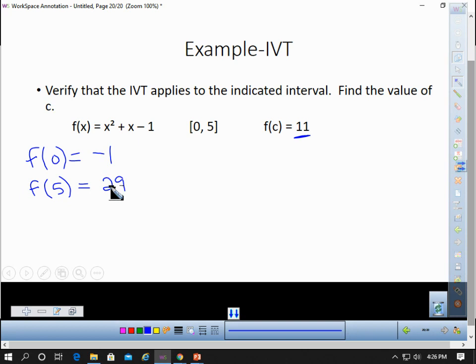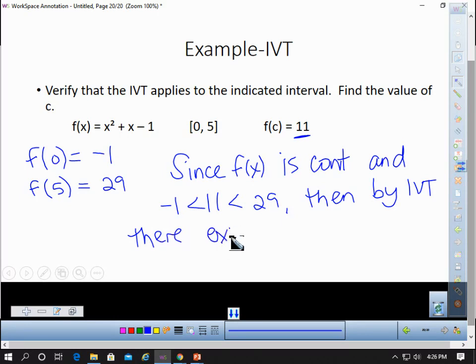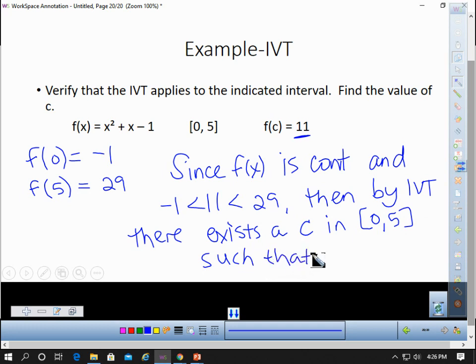So here's where we have to write that little sentence. Since f of x is continuous and 11 falls in between -1 and 29, then by IVT, there exists a c in the interval 0 to 5 such that f of c will equal 11. So there's your little sentence.